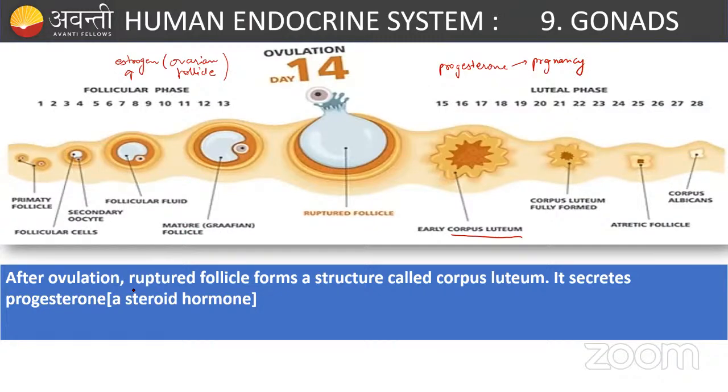So it's already written here, after ovulation, the ruptured follicle forms a structure, which is a corpus luteum, and it secretes a hormone, which is progesterone, a steroid hormone.